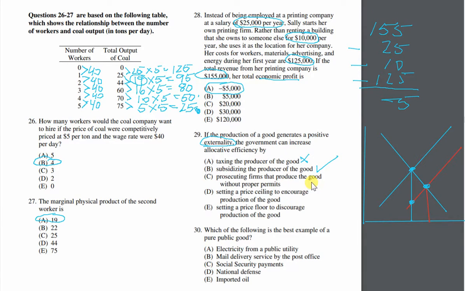C, prosecuting firms that produce the good without proper permits. That certainly is not going to make the consumers happy because there'll be fewer goods in the market, so that has the opposite effect. Setting a price ceiling to encourage production of the good. We know that a price ceiling has the opposite effect. It discourages production because the suppliers can't increase their price and make more. And then finally, setting a price floor to discourage production of the good. A price floor wouldn't discourage production of the good, but it also prevents the demand from increasing if the price doesn't go down. So that does not have the correct effect.